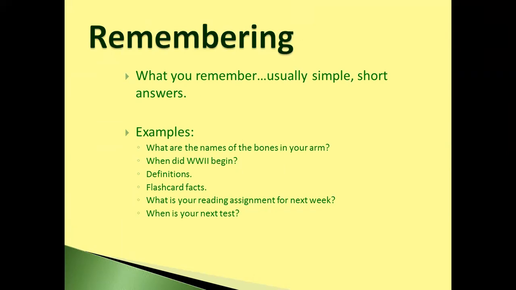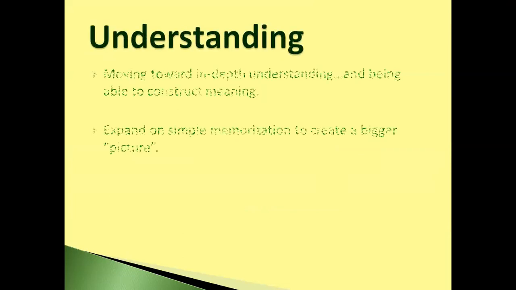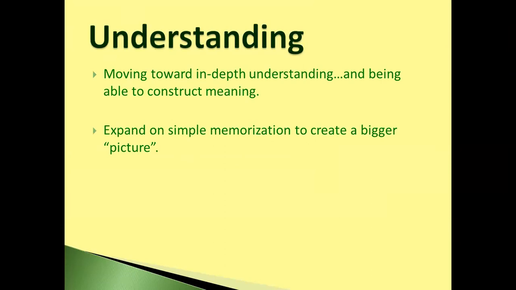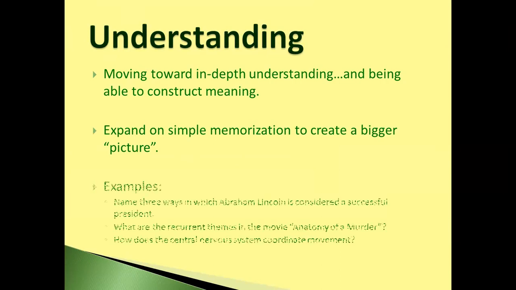Now, for ingredients you should use in a curry or some food item, that is remembering. Next level, we come to understanding. Moving toward in-depth understanding and being able to construct meaning. Expand on simple memorization to create a bigger picture. Name 3 ways in which Abraham Lincoln is considered a successful president. Mere knowing that Abraham Lincoln was a successful president in that country is not enough. You should give reasons. Why is he considered a successful president?